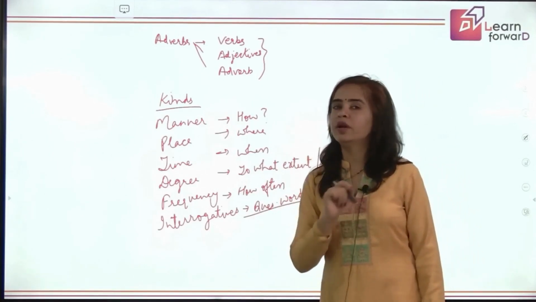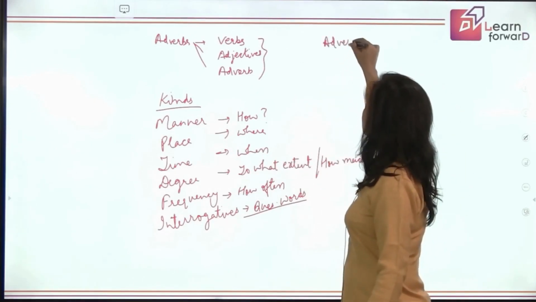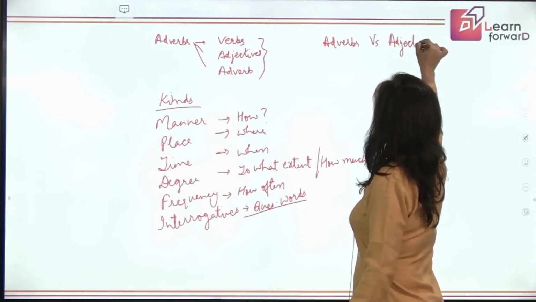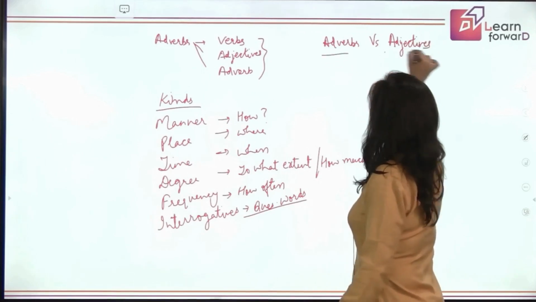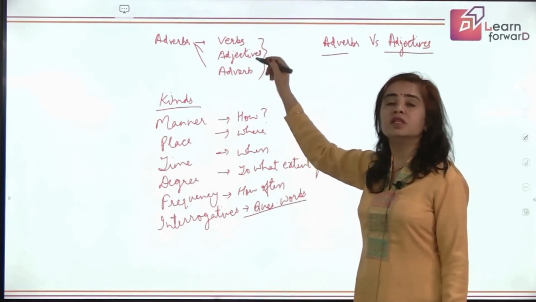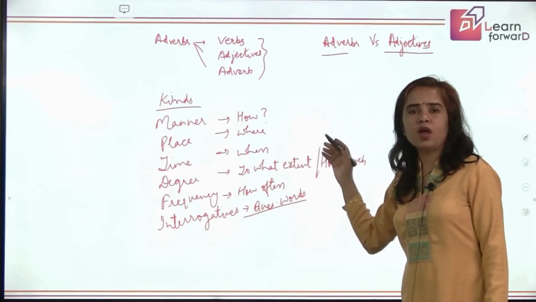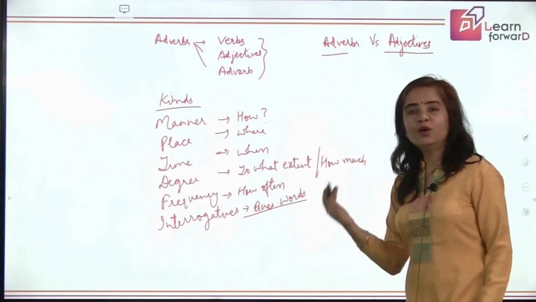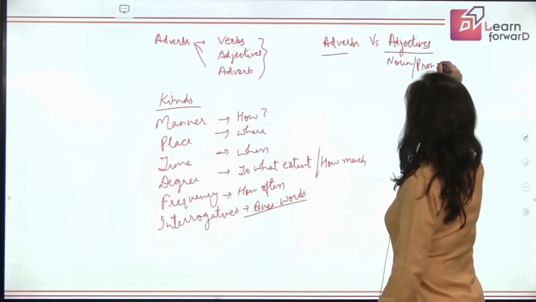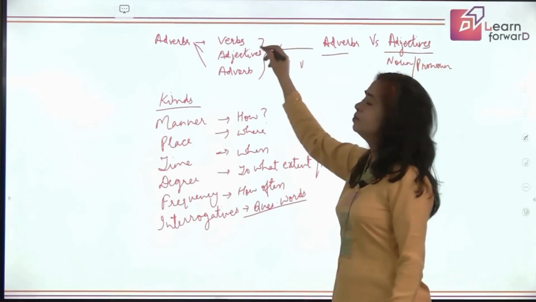And one important thing that we'll learn here is the difference between adverbs and adjectives. Let us try to understand in short what the difference is. What are adverbs? We have just recalled that adverbs tell you more about a verb, adverb or adjective. And what are adjectives? What do they tell you about? Good. They tell you about a noun or a pronoun. But adverbs tell you about verbs, adjectives or adverbs.